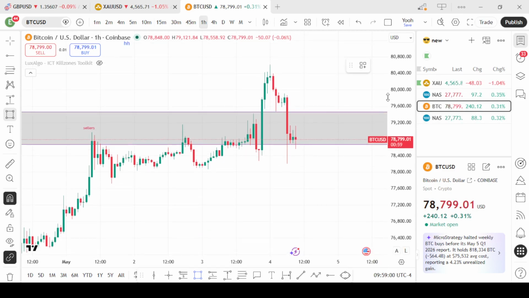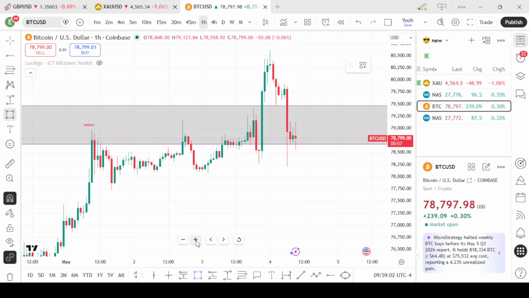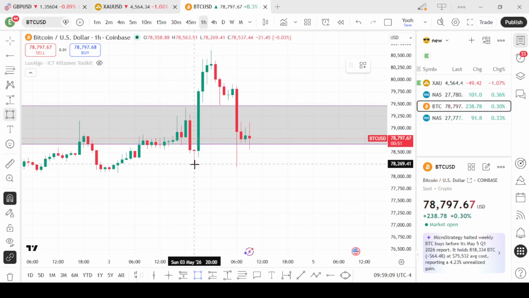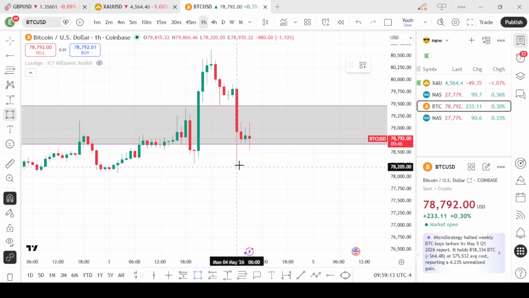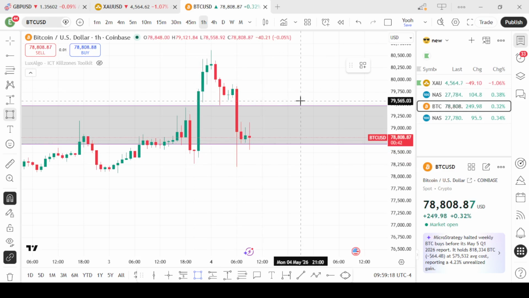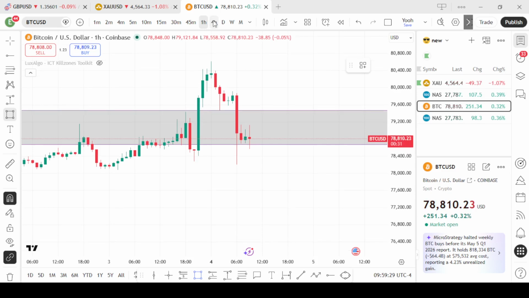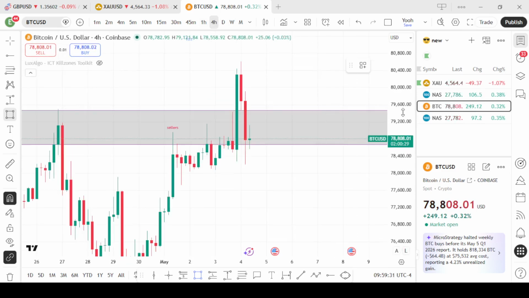And on the 1 hour, see, high, low, high, low, high. This one has currently made a low here. Let's wait and see. It's not as clear as day. Just wait and see what happens tomorrow.